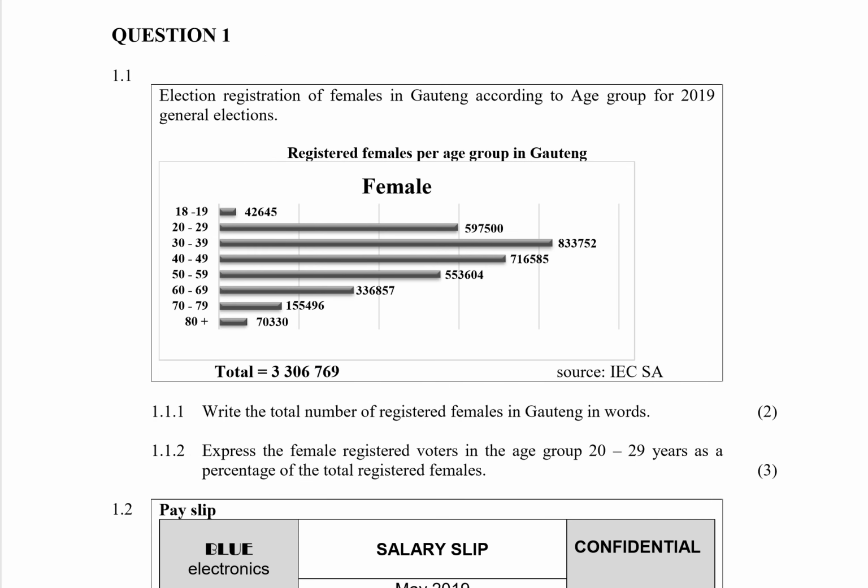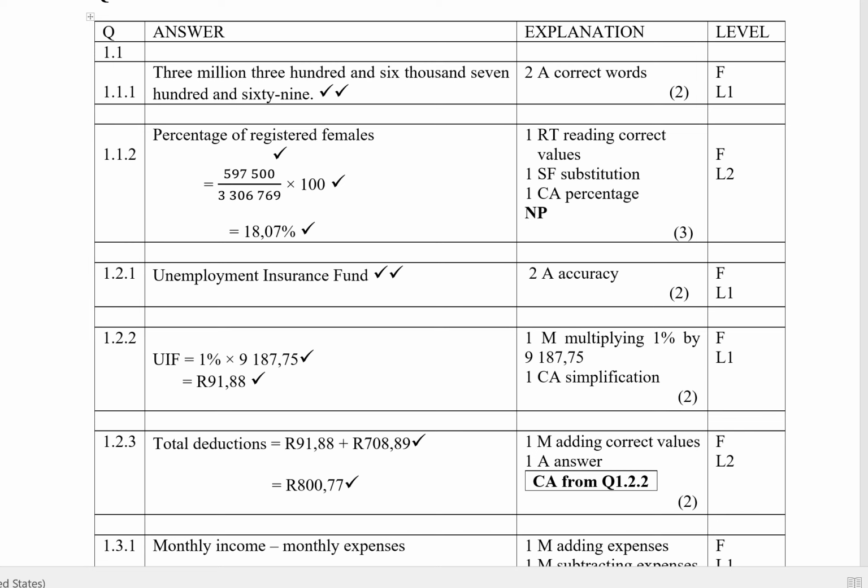Okay, question 1.1.2. Express the female registered voters in the age group 20 to 29 years as a percentage of the total registered females. You will find the amount of females aged 20 to 29 over here on the graph, which is 597,500. Now, how do we express this as a percentage? You will need to divide this by the total females registered in Gauteng, and just remember you have to multiply that figure by 100 to express it as a percentage, because a percentage is in fact a number out of 100. So if we do that, you'll see on the memo 597,500 divided by the total times 100 gives you 18.07%.